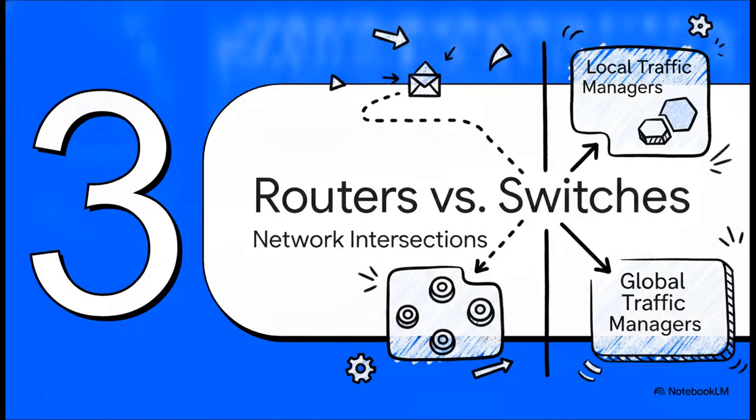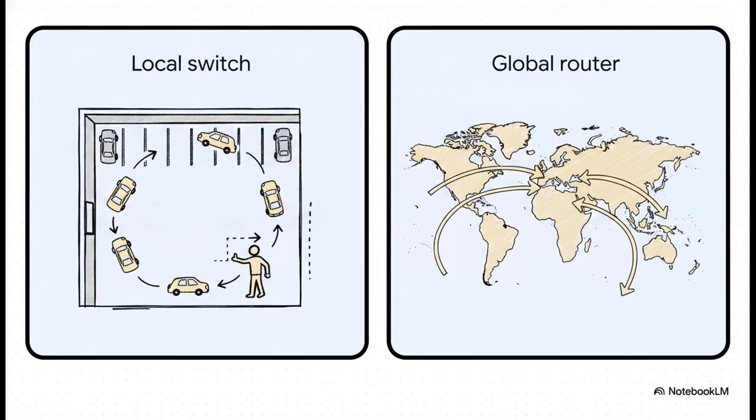All right, Section 3, Routers versus switches. As our packet travels, it's going to encounter different types of intersections. So we need to draw a clear line between local traffic managers and global ones, because not all network devices are doing the same job. A switch basically just moves traffic locally based on hardware MAC addresses. But a router? A router is smart enough to extract the IP packet and figure out where it needs to go next in the wider world. Think of a switch, or a bridge, as someone directing traffic inside a single local parking lot.